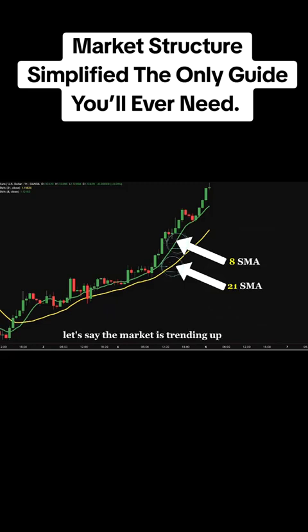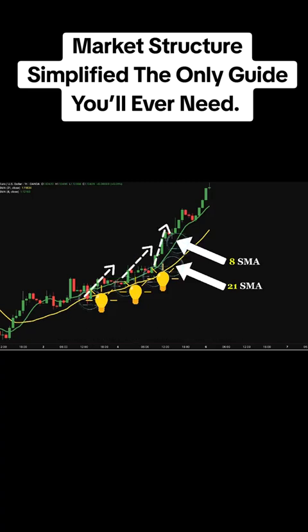Let's say the market is trending up. You plot the 8 SMA and the 21 SMA on your chart. You'll notice something interesting. The 8 SMA stays closer to price. The 21 SMA trails just below it, forming a dynamic support zone. During pullbacks, price often returns to touch or slightly dip below one of these moving averages, especially the 21 SMA, before bouncing back up and continuing the trend.